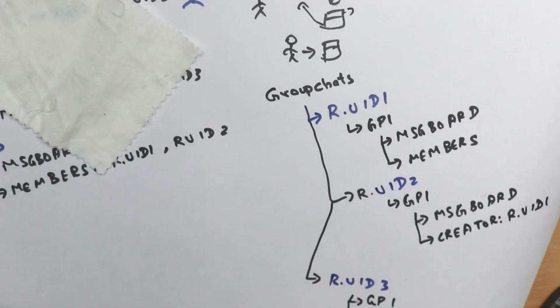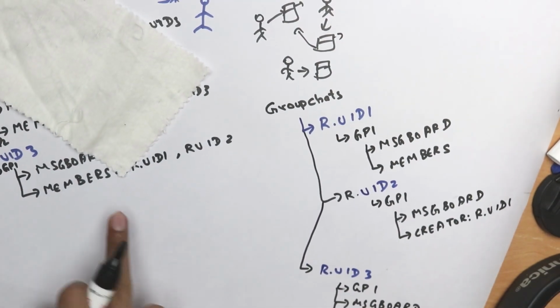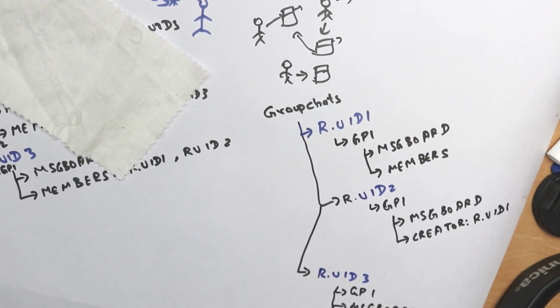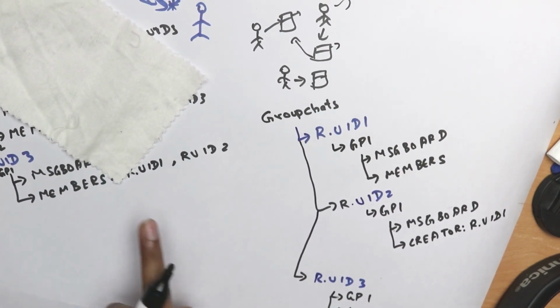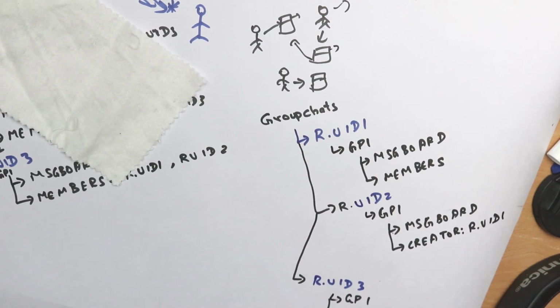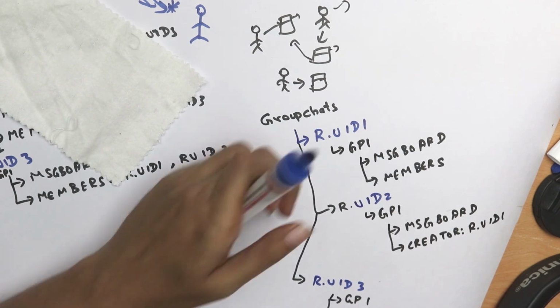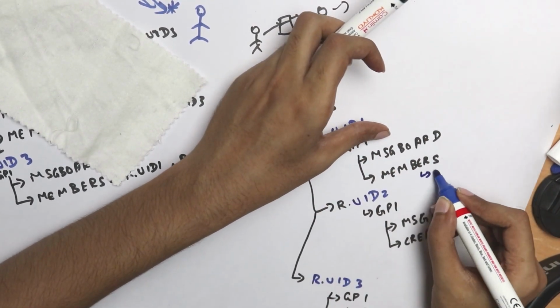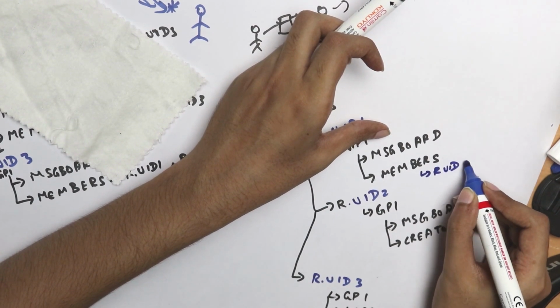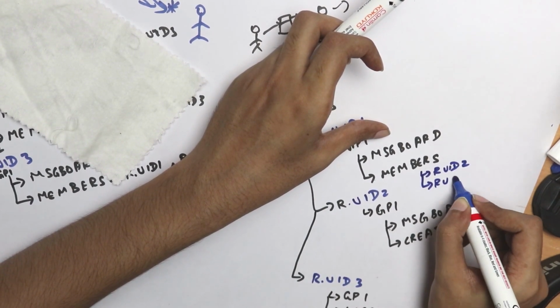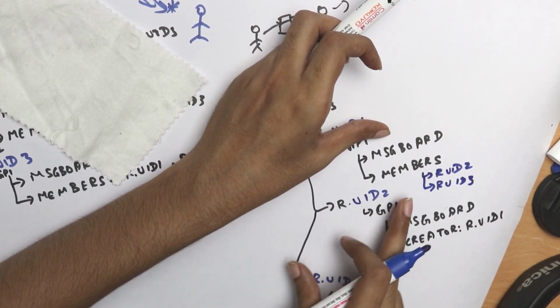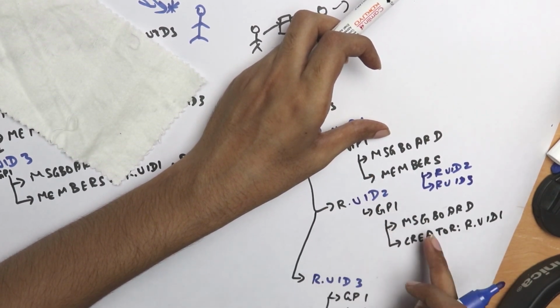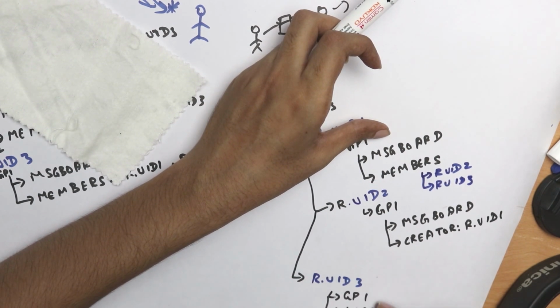What's the advantage of this way over this way? You might ask that question, right? So the advantage of doing it like this instead of this is that whenever a message gets sent, it will be stored on this message board. Then this members list will have RUID 2 and RUID 3, right? It will iterate through this members list and then store that message on these two particular message boards, right?